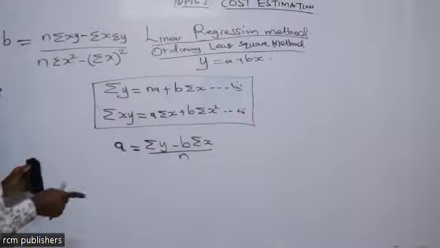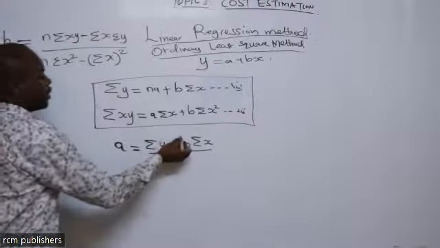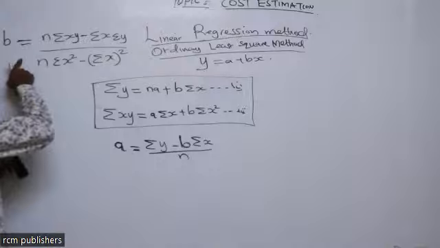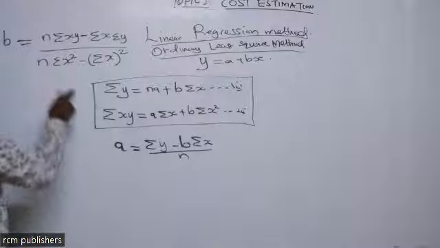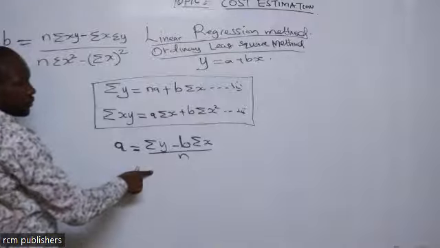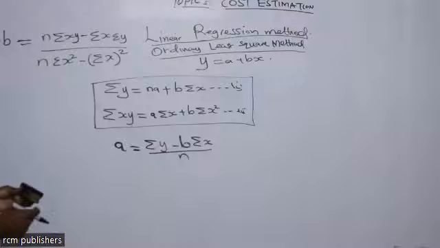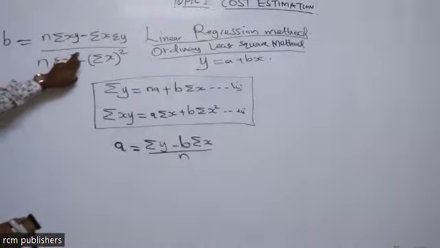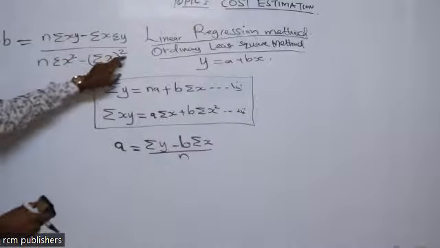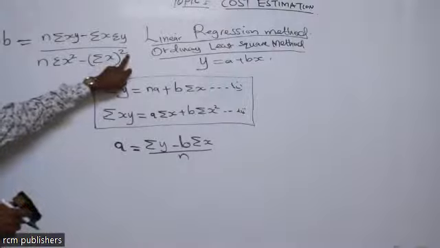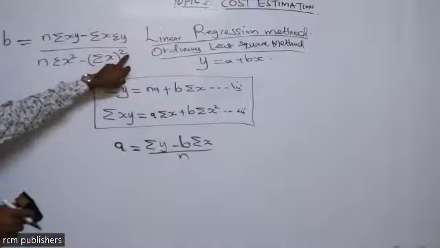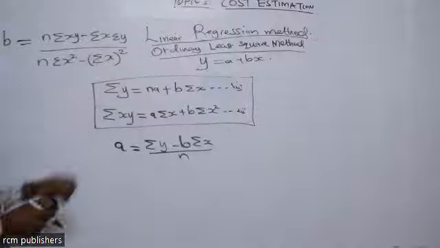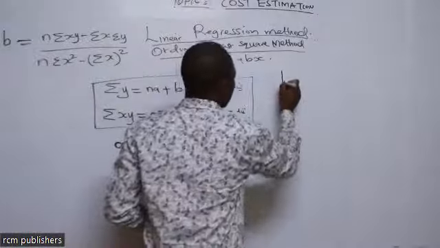But as you can see, B is already here. So you cannot get A before you get B. But you can calculate B before arriving at A. That's number one. Number two, there's a very big difference between X squared and this X bracket squared. Are we together? This X squared is the items in column X.